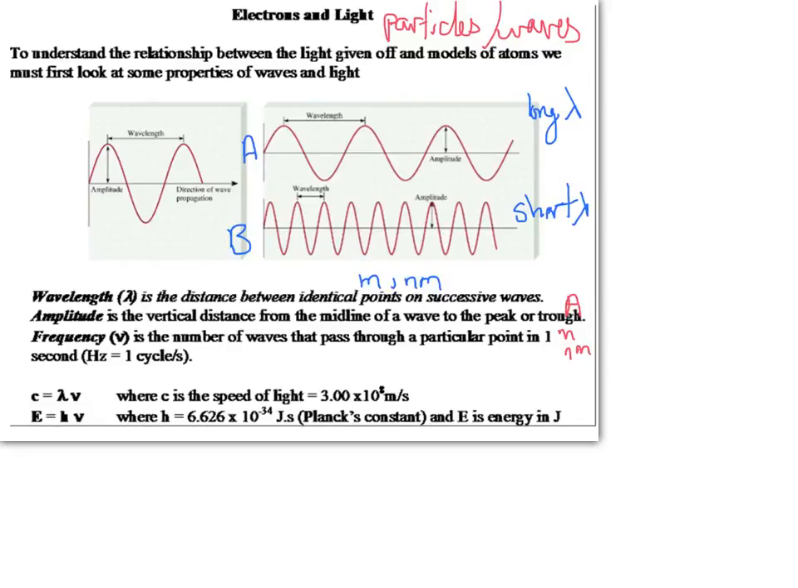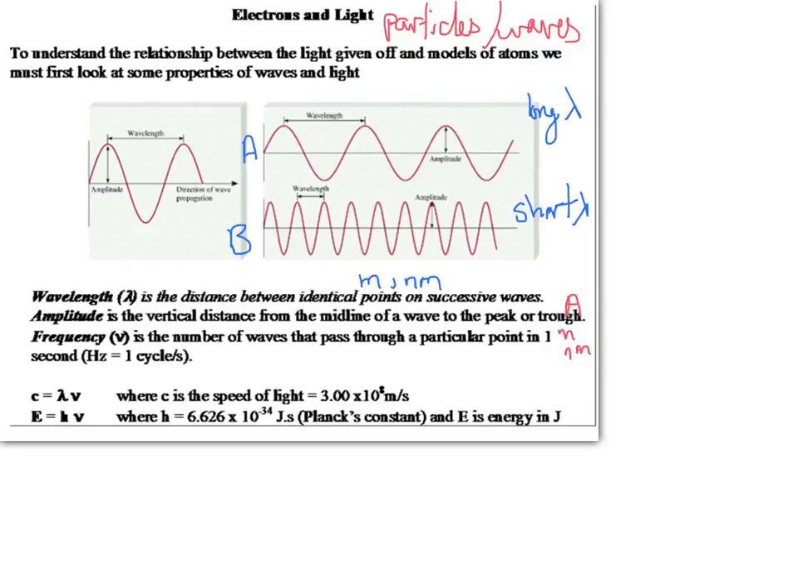Next, we're going to talk about frequency. So frequency gets a symbol nu. I know it looks like a V, but it's actually pronounced nu, N-U. This is the Greek letter that sounds like an N, but again, it kind of looks like a fancy V when we write it. So frequency is the number of waves that pass through a particular point in 1 second. So it's the number of waves per second.